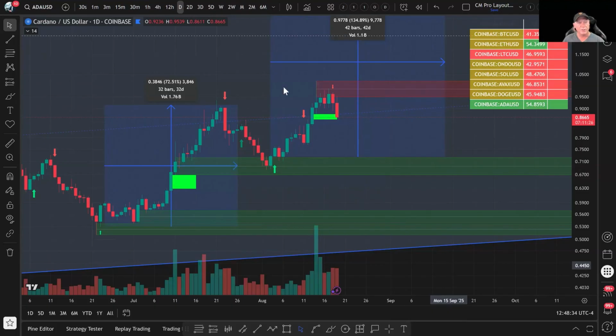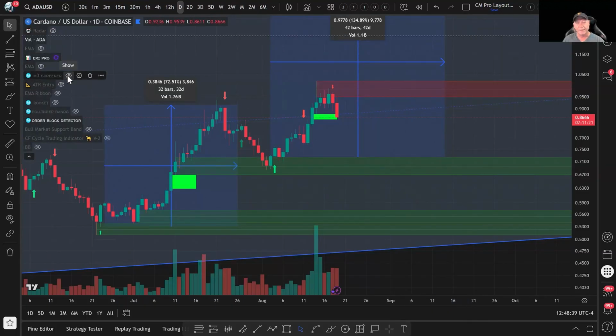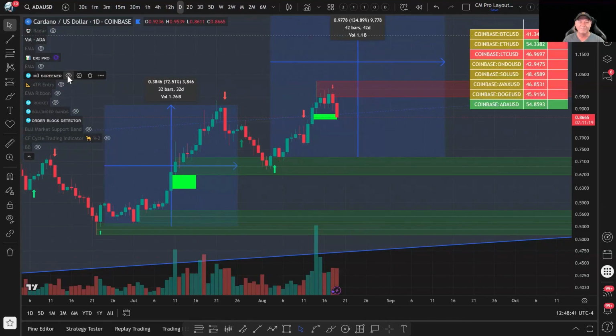All right. Any questions on that? Generally, I have that off unless I'm looking for trading opportunities and/or just a general health of the market. So like the radar is specific to the coin that's pulled up.